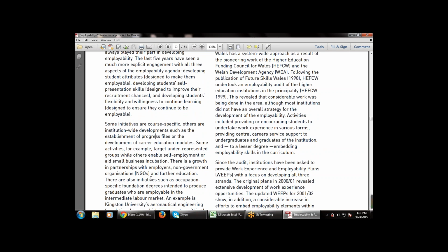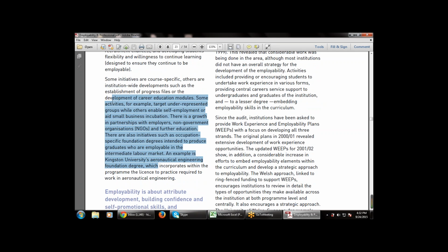There are also initiatives such as the occupation-specific foundation degree, which is intended to produce a graduate who is employable. One of the best examples of employability in higher education is the Kingston University aeronautical engineering foundation degree.